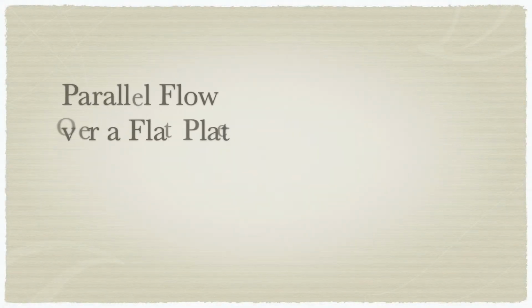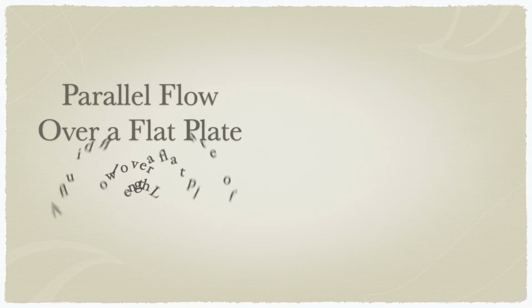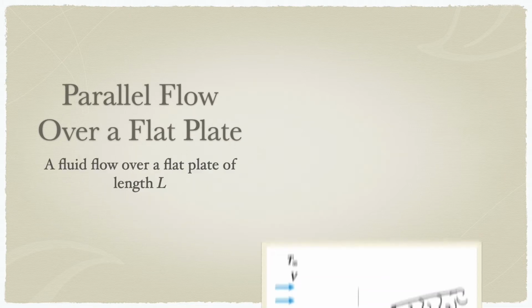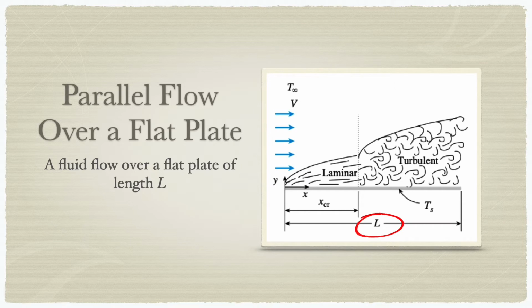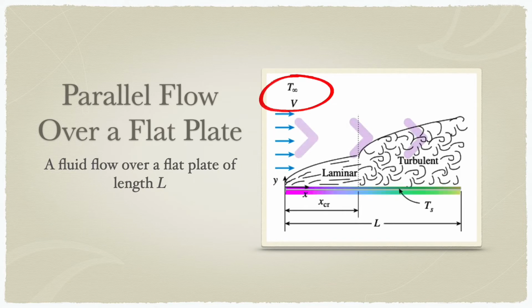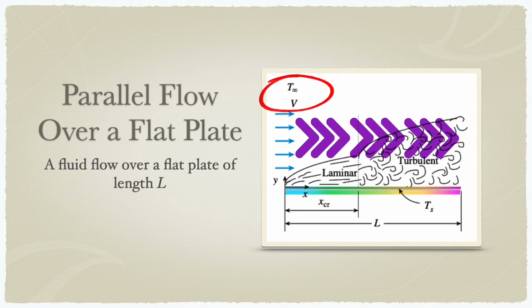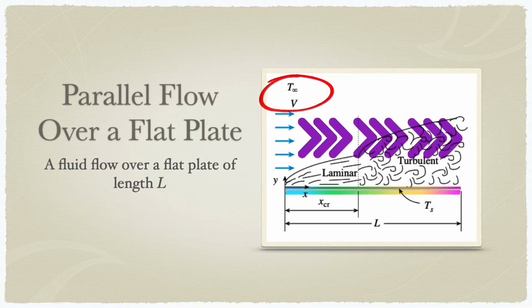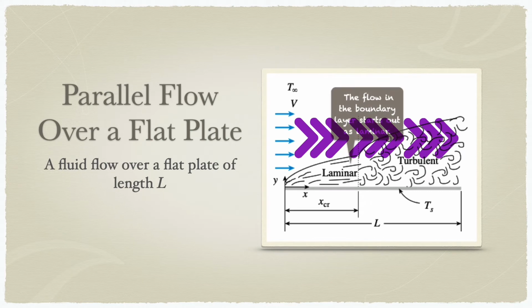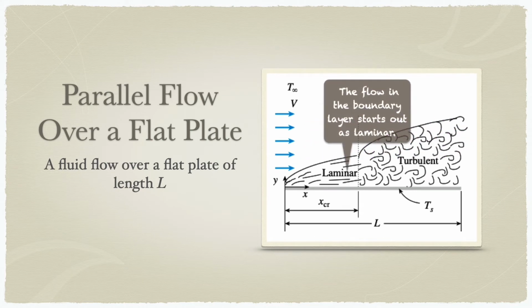Consider the parallel flow of a fluid over a flat plate of length L in the flow direction. The x-coordinate is measured along the plate surface from the leading edge in the flow direction. The fluid approaches the plate in the x direction with a uniform velocity V and fluid temperature T infinity. The flow in the velocity boundary layer starts as laminar. Suppose the plate is sufficiently long.